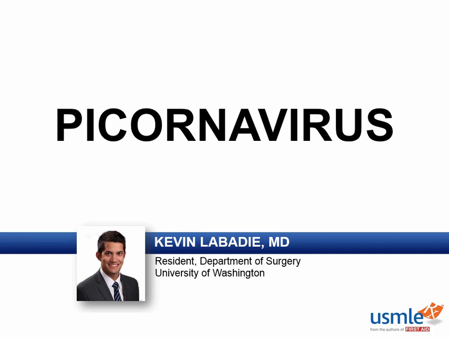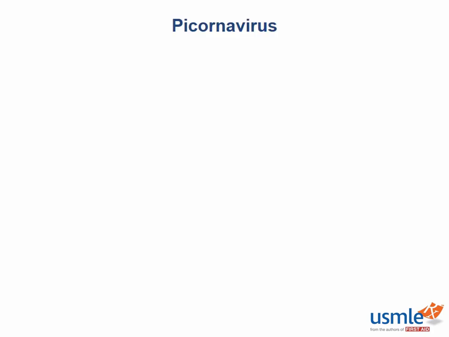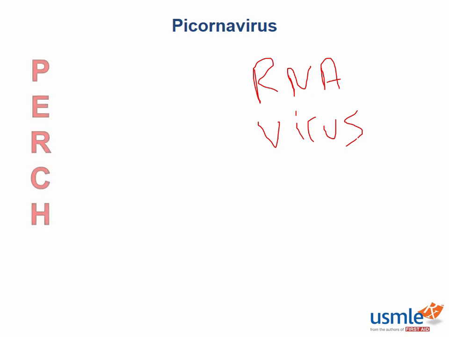The Picornavirus family is a family of RNA viruses, and there are 5 important viruses that you're going to need to know for your Step 1 exam. Can you name those 5 viruses before I show them to you? Good, they're the poliovirus, the echovirus, the rhinovirus, the Coxsackie virus, and the hepatitis A virus.